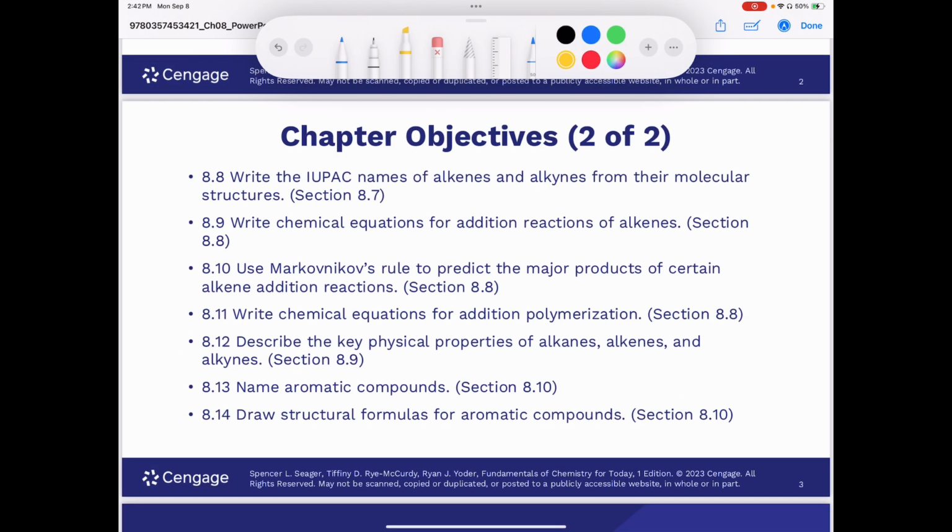You should be able to write the IUPAC name of an alkene or an alkyne. Chemical equations for reactions of alkenes. So we're going to look at a few different reactions. We'll look at Markovnikov's rule. Chemical equations for polymerization, so polymers. Key physical properties of alkanes, alkenes, and alkynes. Name some aromatic compounds and draw structural formulas for aromatic compounds.